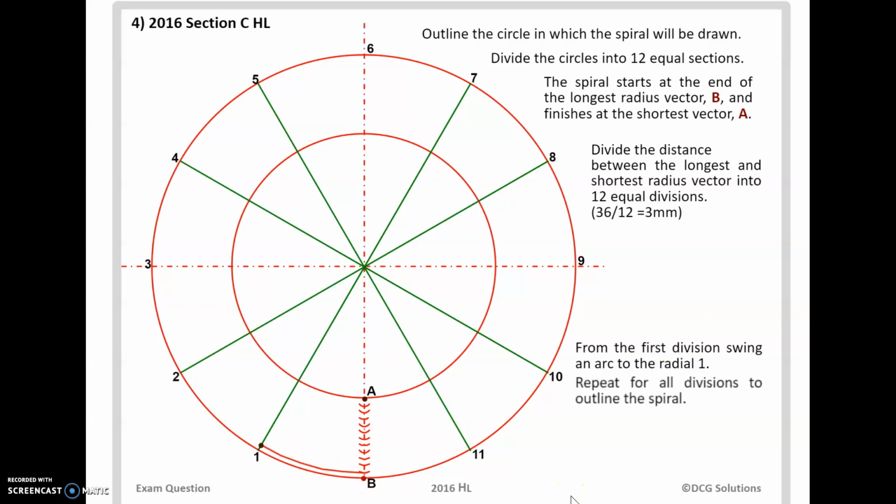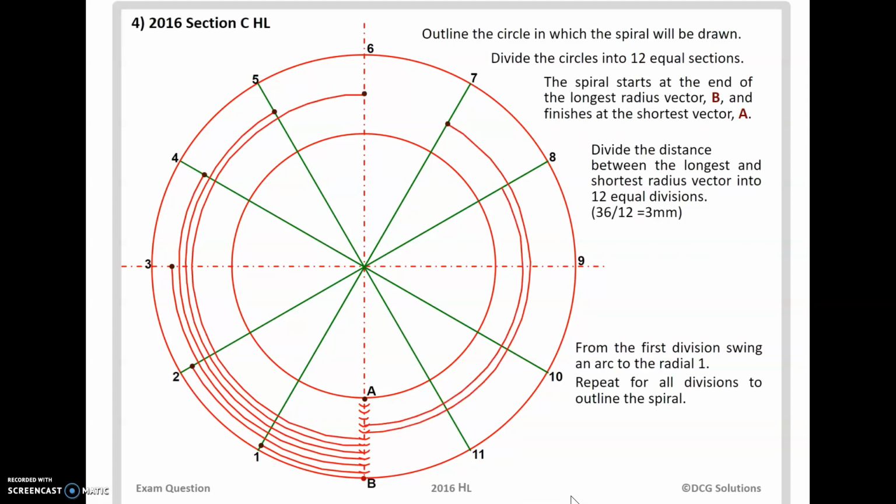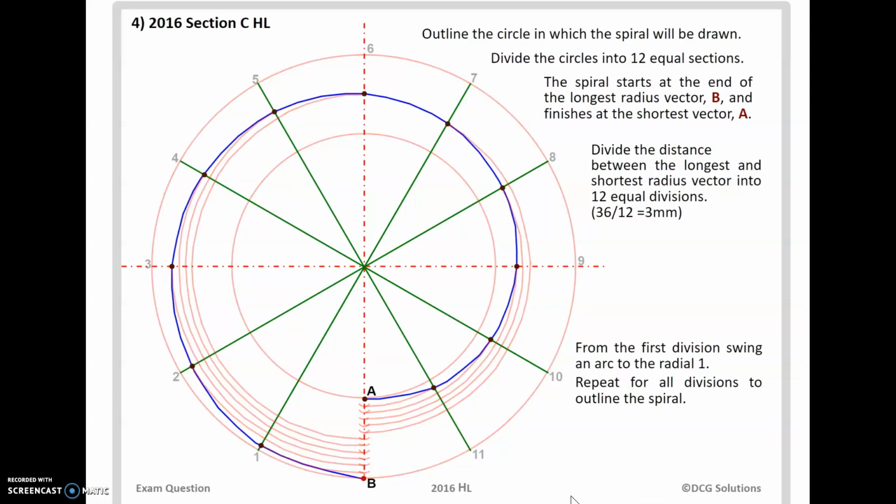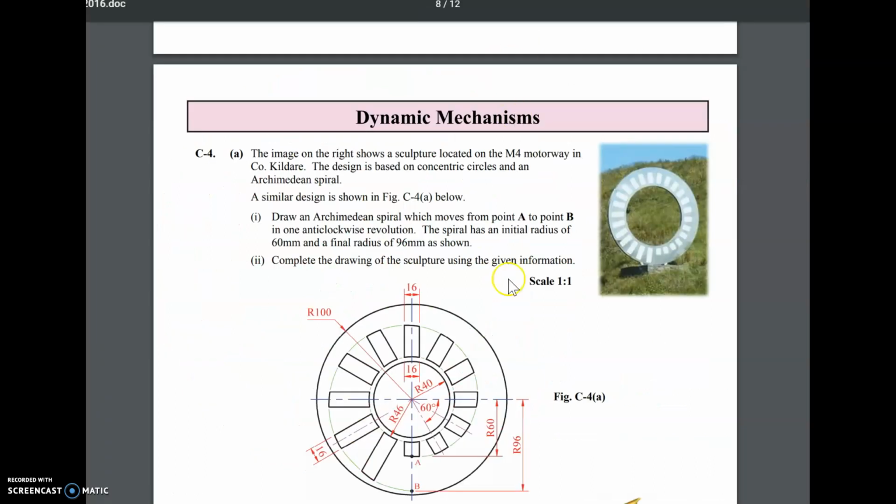And we do the exact same for 2, 3, 4, 5, 6, 7, 8, 9, 10, 11, 12. Okay, so that's our spiral. That's the spiral drawn. So from that then we need to draw in the rest of it. If we look at the question, we have all these sections here. Now they're all the same, so they're all 16 millimeters.